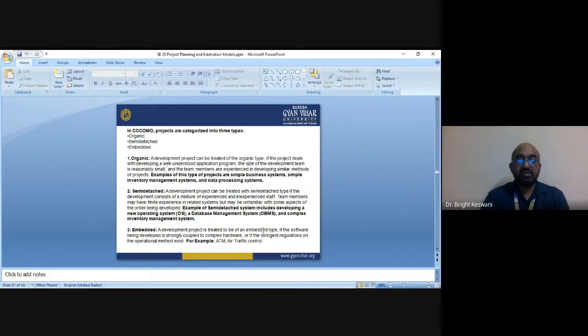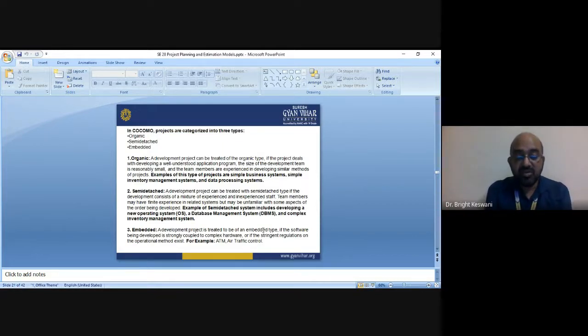The second one is embedded. Embedded means the organization has little experience, and the function is highly affected by the environment, that is software, people, and hardware. The third category, semi-detached, is a combination of both, for example developing a new system or new OS along with a simple business management system. So this is your task.